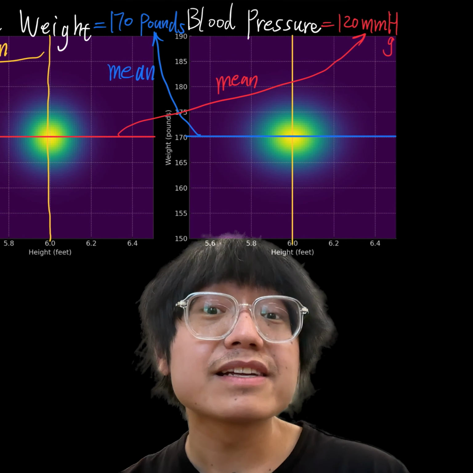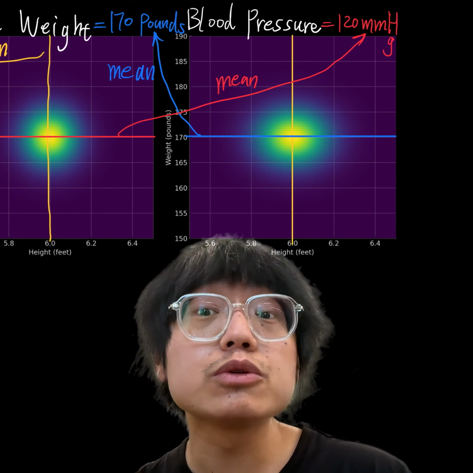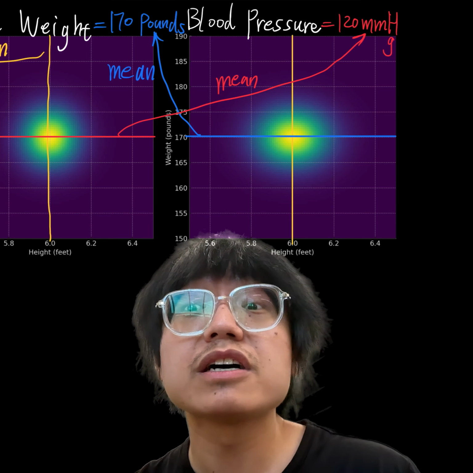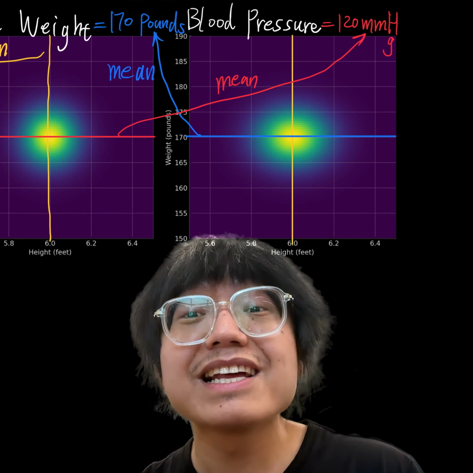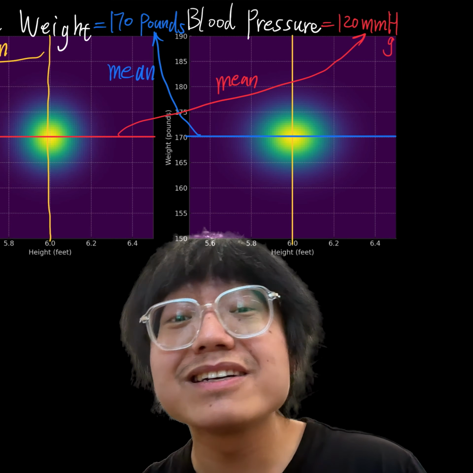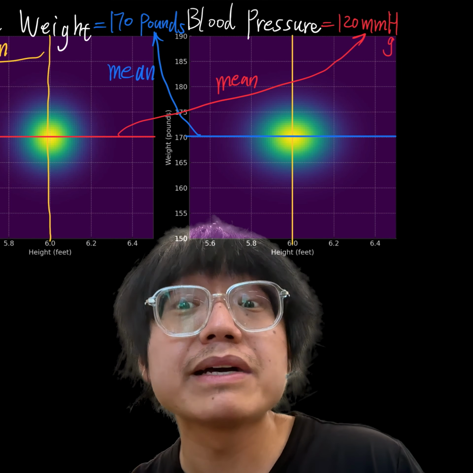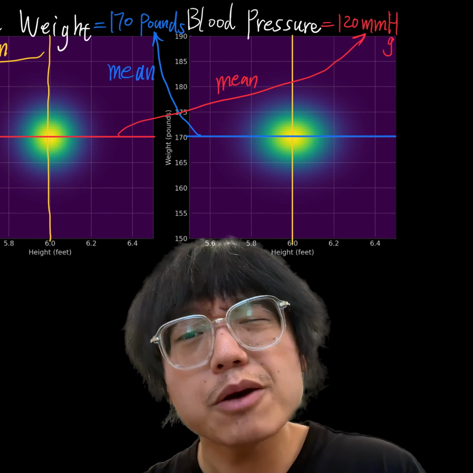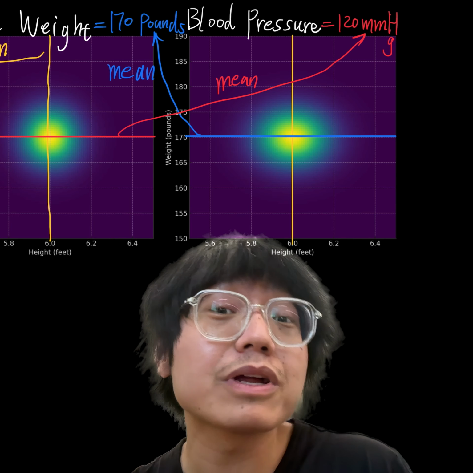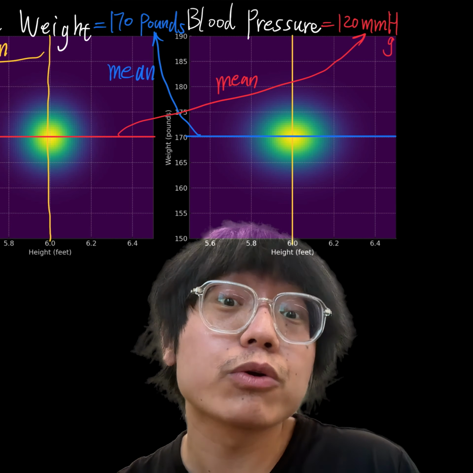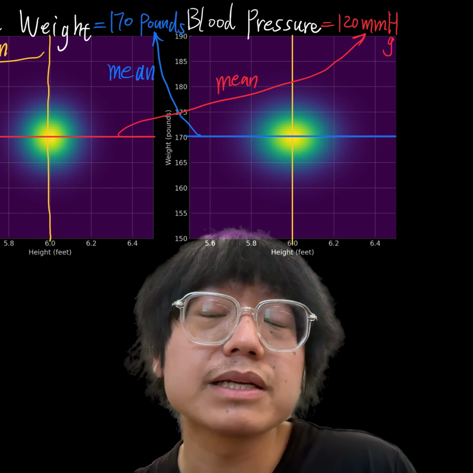And the third slice is at blood pressure equal to 120 millimeters of mercury. So this view illustrates the distribution of height and weight for a fixed blood pressure of 120 millimeters of mercury. So this helps us to understand how height and weight might correlate at a particular blood pressure level.